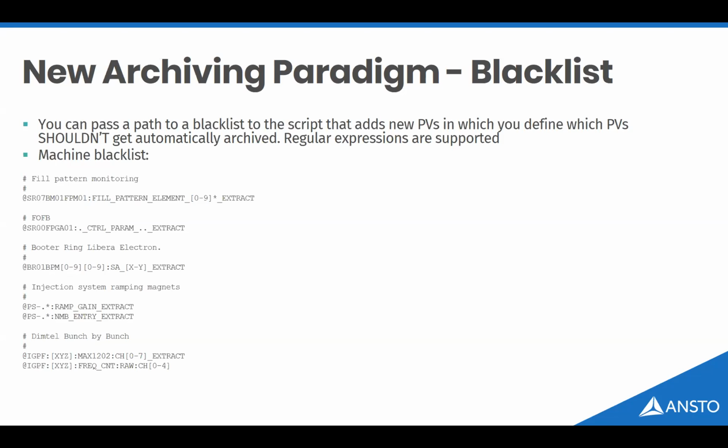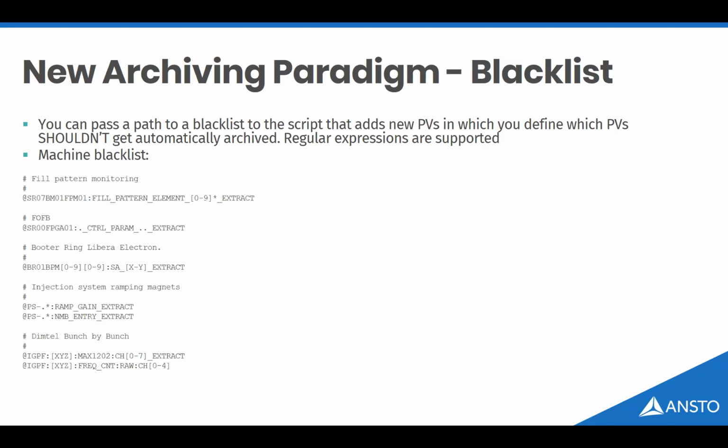So we have a blacklist and a whitelist. These are two separate files, which are at specified locations so archivers know where to look for them, and they are version controlled. In the case of the blacklist, a controls engineer can say, this is a PV that I don't want archived, even though that PV would normally get archived. And we support some regular expressions so that they don't have to type 17 different PVs in, or 100, but can just use regular expressions for that.